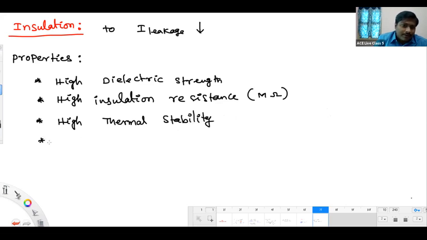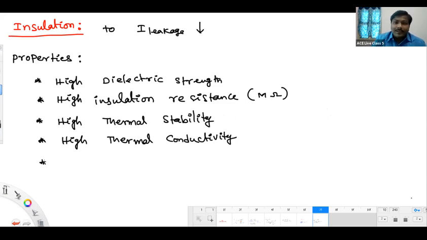Next one, high thermal conductivity. High thermal conductivity means it should transfer the heat quickly from the conductor to the outside. High thermal stability is one term we are saying, and the next term we are calling high thermal conductivity.